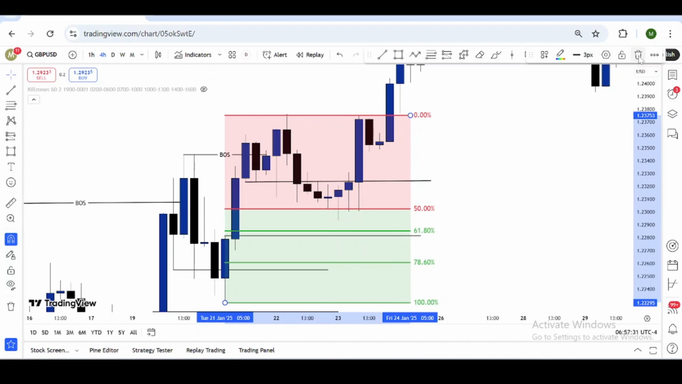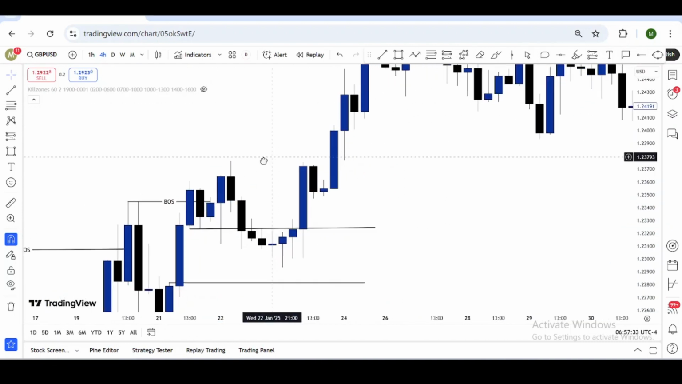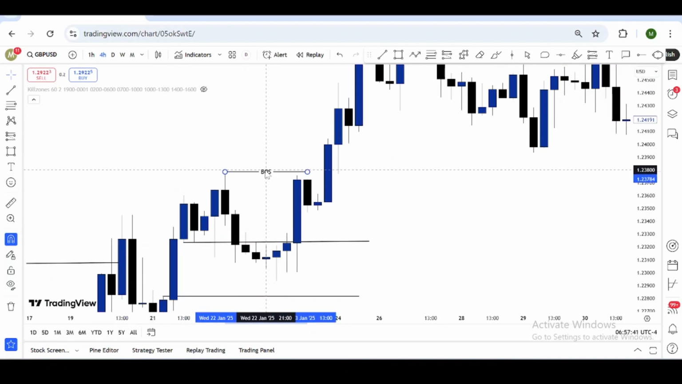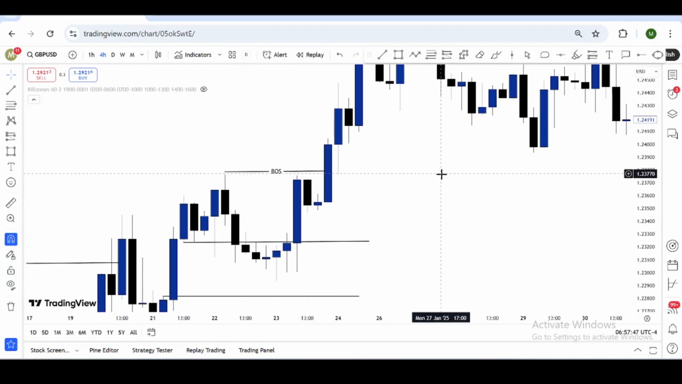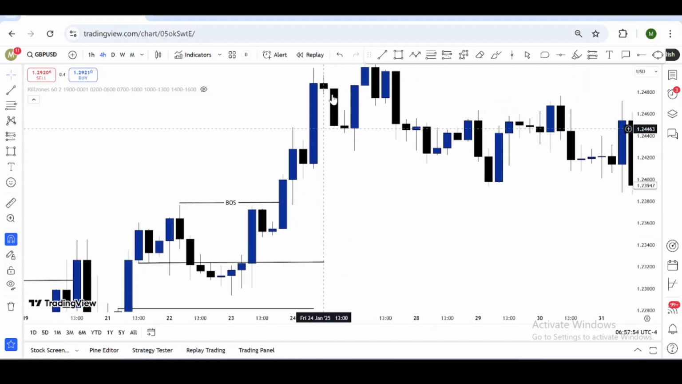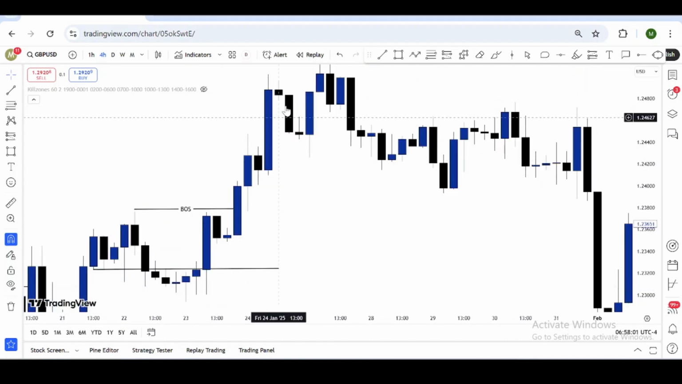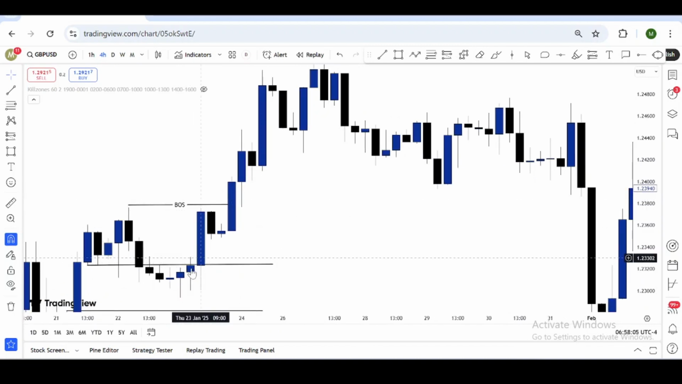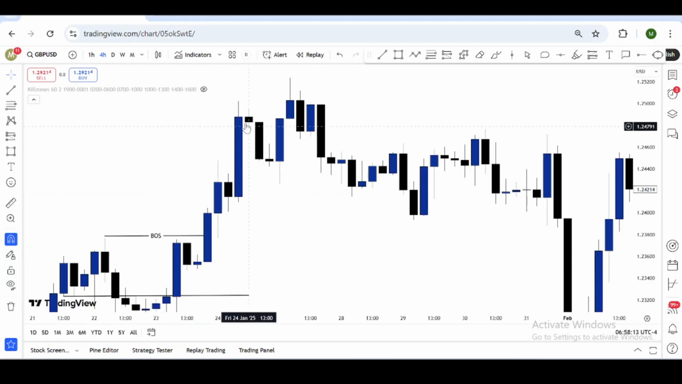Now let's look out for another fair value gap. Here we have a break of structure, right? We have this new break of structure, and from here all the way up, can we spot a fair value gap? Yes, we have a fair value gap here, 1. We also have another gap here, 2. But price did not retrace inward. You can see, right? Price did not retrace inward.